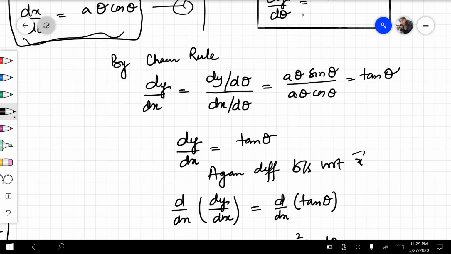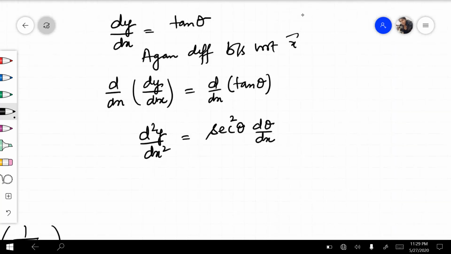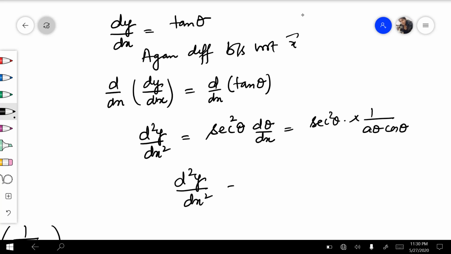तो d theta upon dx किसके इक्वल हो जाए, इसका रेसिप्रोकल, so it is equal to secant square theta into 1 upon a theta into cos theta. जब ये cos theta न्यूमरेटर में जाएगा तो आपके पास क्या आ जाएगा, is equal to secant cube theta upon a theta. This is our final answer.